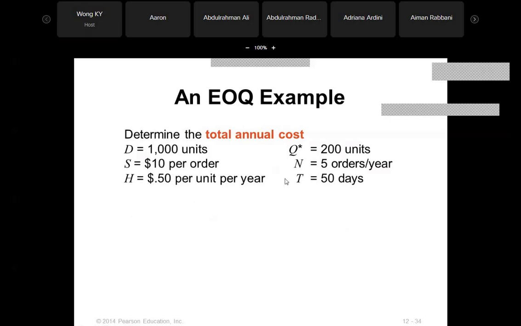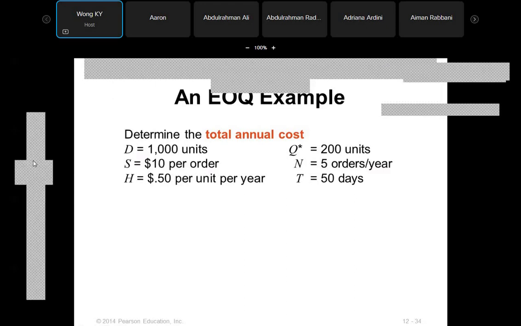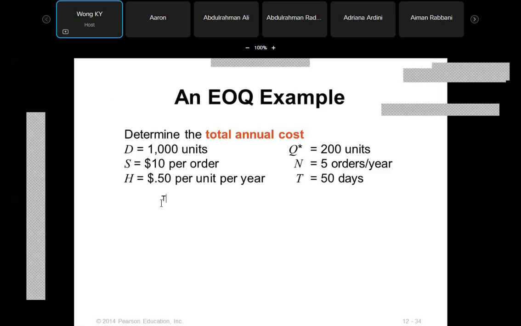Okay, next question. Determine the total annual cost of the inventory. Total cost of inventory is equal to what? Already explained, total inventory cost is equal to the holding cost plus the setup cost.